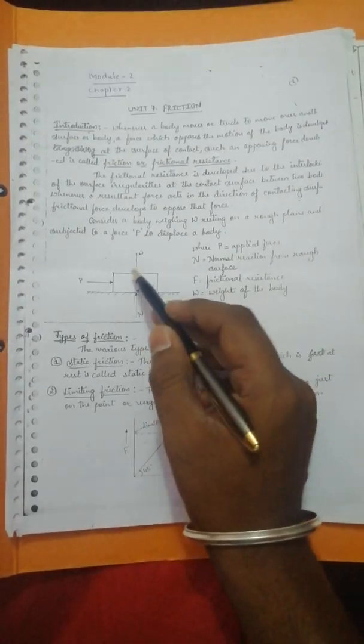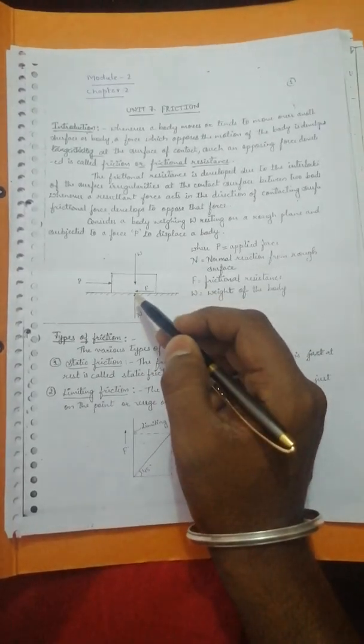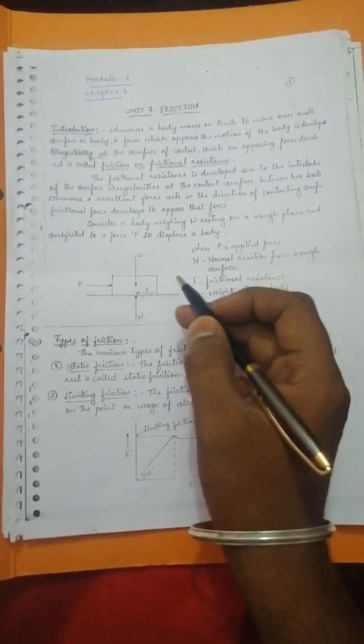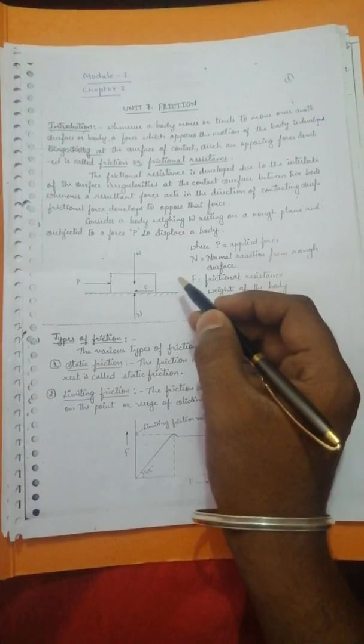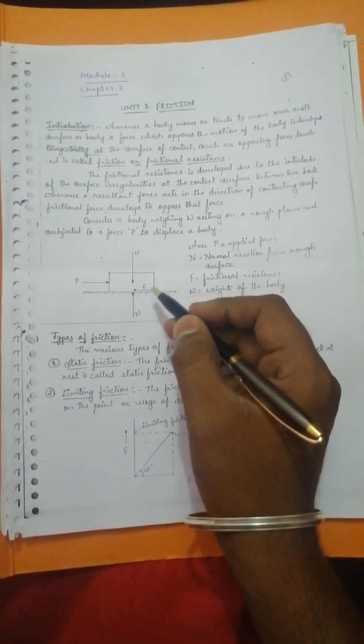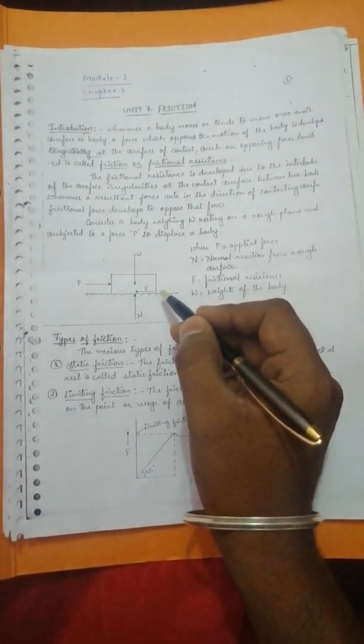Now, when this block has been kept on the floor, there is the self weight acting vertically downward, and an applied force acting horizontally to the right. If the block has to be kept in equilibrium, resisting the movement to the right, there is a frictional force acting horizontally to the left.